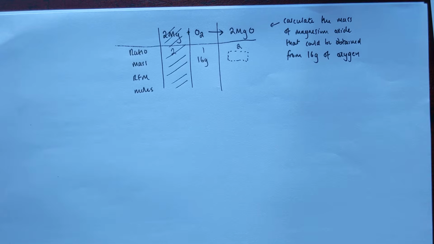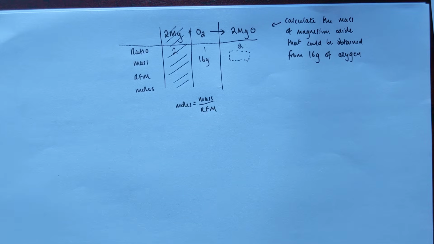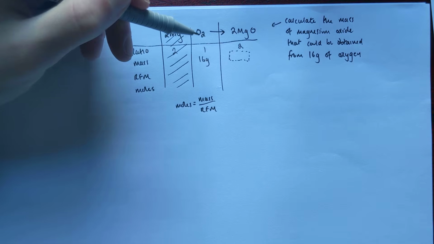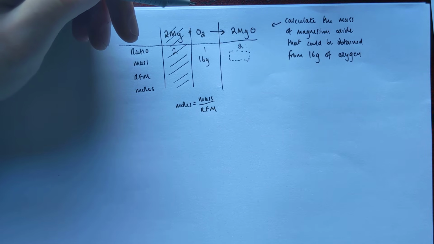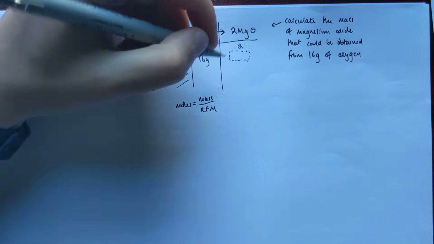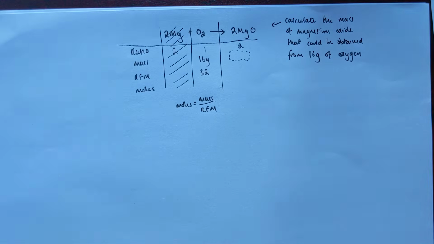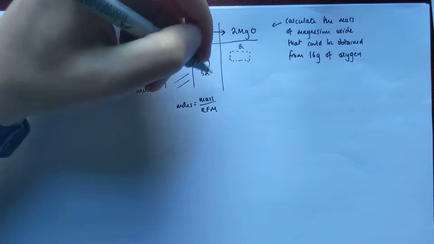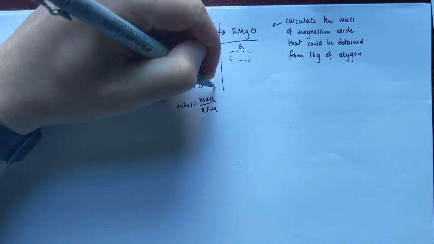So to work out moles of something, I need to use my key equation, which is moles equals mass over RFM. To work out the moles of oxygen, I obviously need the RFM. If I look at the formula of oxygen, it's O2, it's diatomic, therefore there are 2 oxygens bonded together. Therefore it's 16 plus 16, which is an RFM of 32. To work out the moles, I need to do 16 divided by 32, which I can do in my calculator or in my head, and it comes out as 0.5 moles.